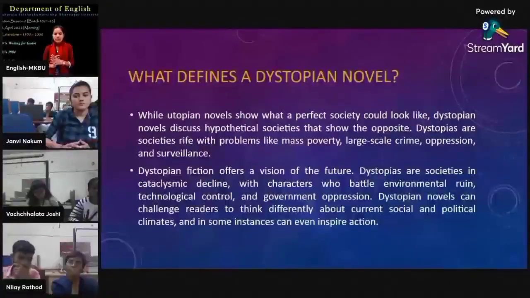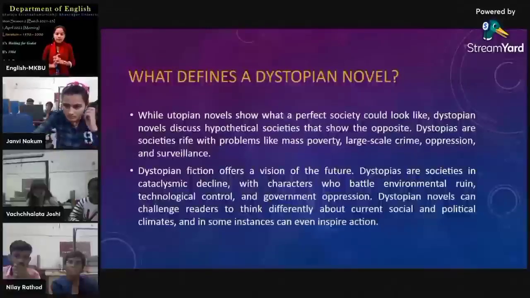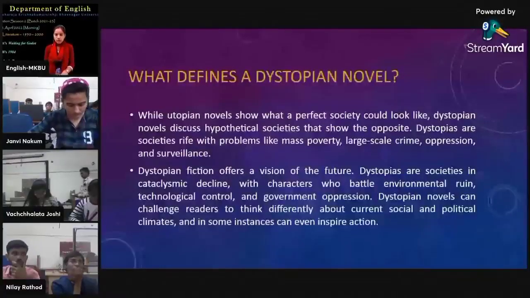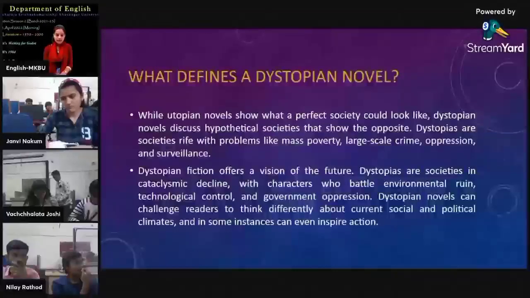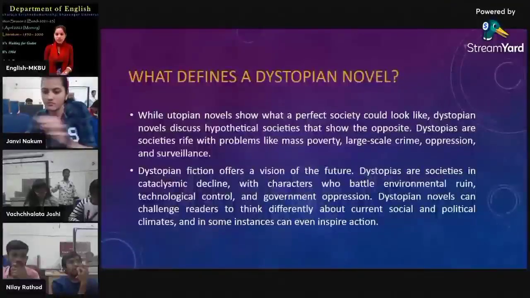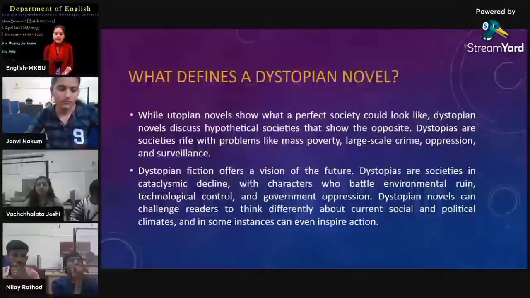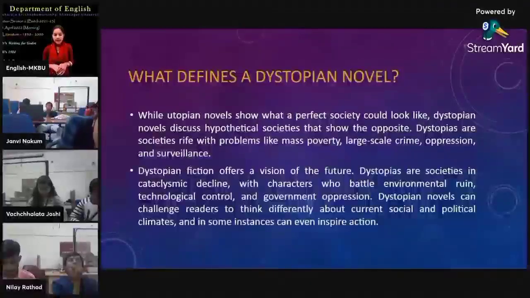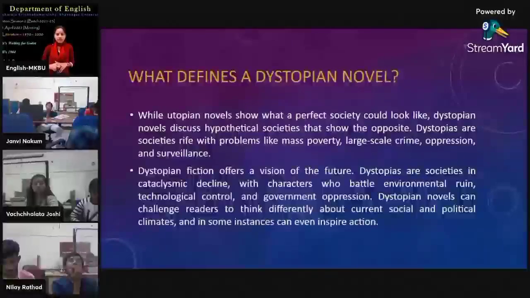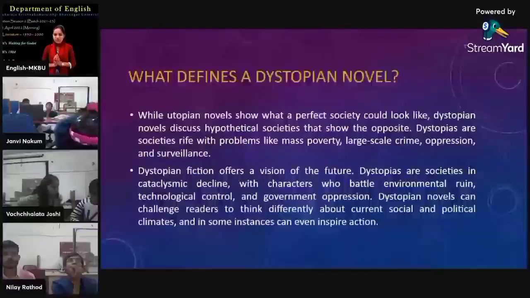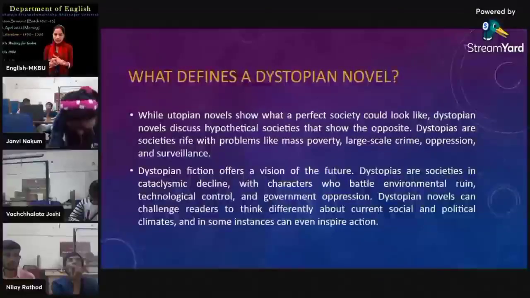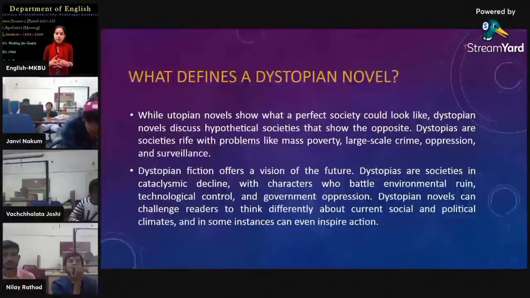What defines the dystopian novel? While a utopian novel shows what a perfect society could look like, a dystopian novel discusses hypothetical societies and shows the opposite. Dystopias are societies rife with problems like mass poverty, large-scale crime, oppression, and surveillance. Dystopian fiction offers a vision of the future. Dystopias are societies in catastrophic decline, with characters who battle environmental ruin, technological control, and government oppression.